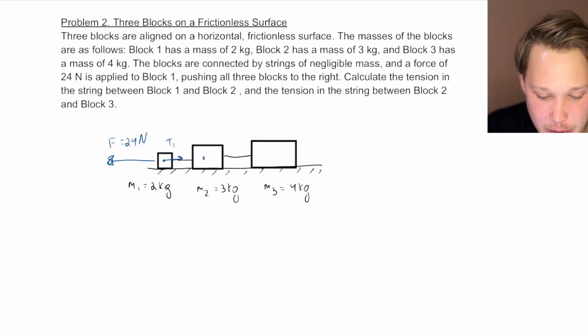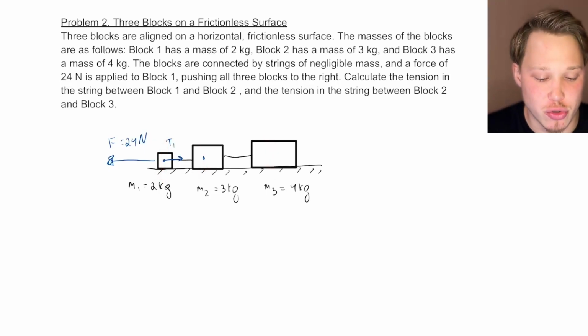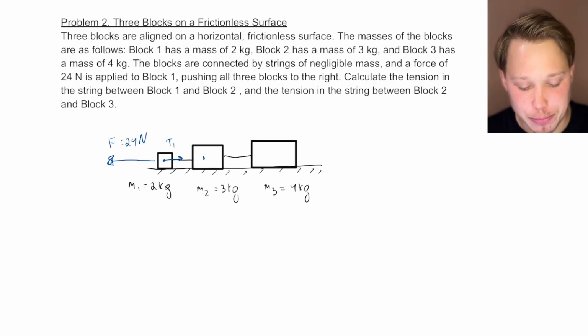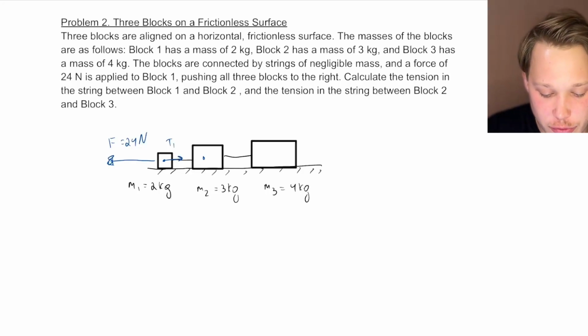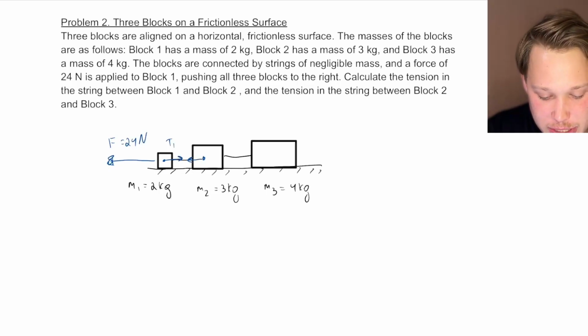The second block, right? Now of course there is the normal and the gravitational force for each of these blocks, but again, I'm not going to write that because it's not going to play into this problem solving. Now, what about the second block? The second block also experiences the tension, right? And the tension is going to be the same within this rope, so I'll also call that T1.